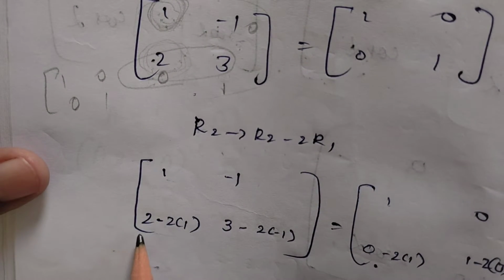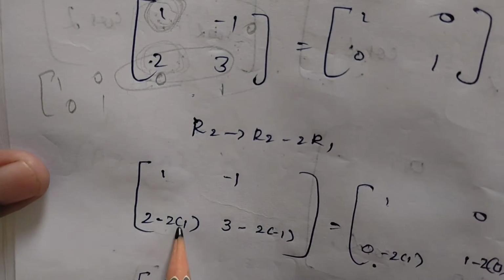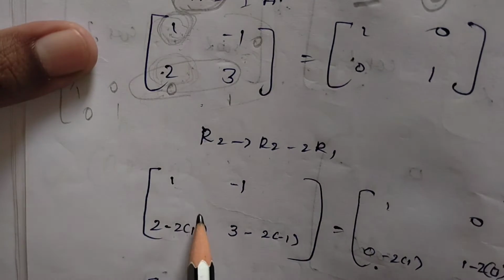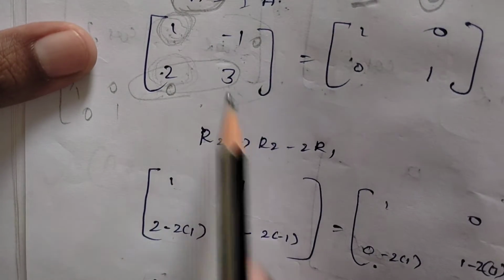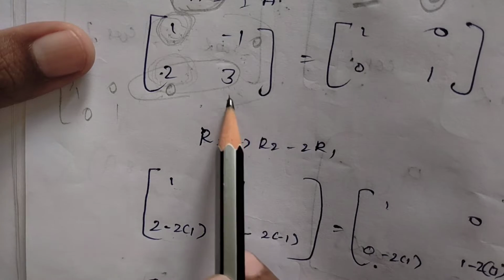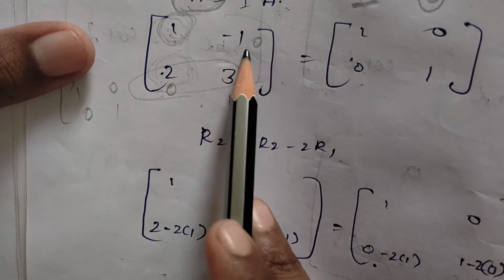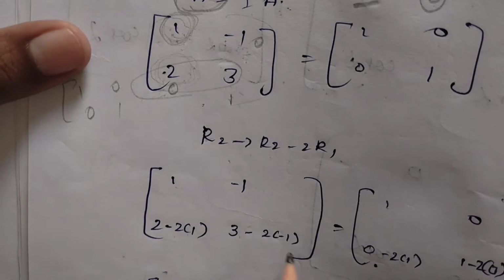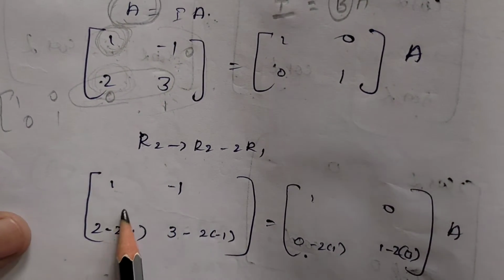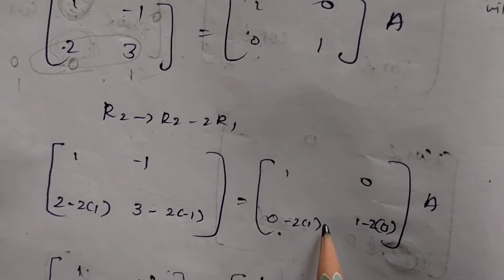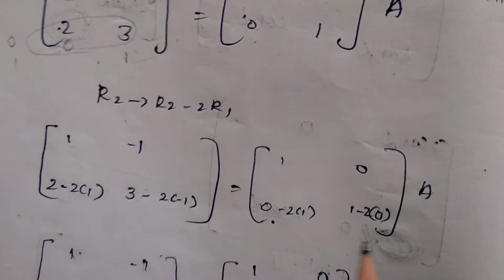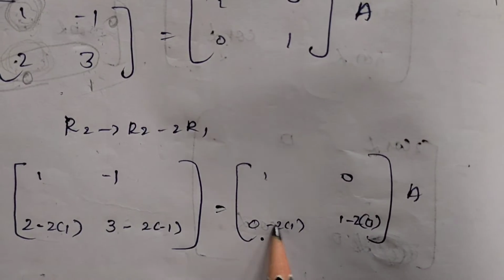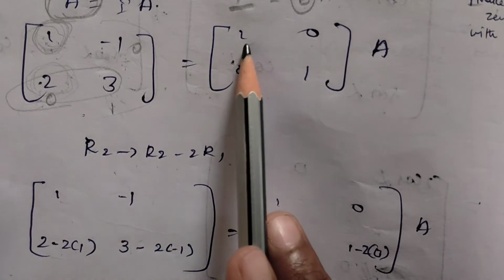R2 matrix, 2 minus 2 into R1 matrix. 2 into 1 is 2. The next element 3, R2 element keep as it is, minus 2 into the element of R1, 2 into minus 1. That is equal to, the same operation must be applied on the RHS side also. So here again I am doing it. R2 keep as it is, minus 2 into R1.